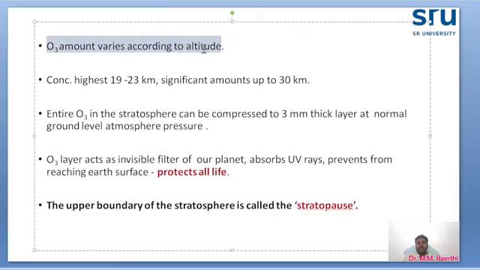Here the ozone layer is present, with the highest concentration at about 23 kilometers up to 30 kilometers. If the entire ozone in the stratosphere were compressed, it would form a layer about 3 mm thick at normal ground-level atmospheric pressure. The ozone layer acts as an invisible filter for our planet. It absorbs all the harmful UV rays and prevents them from reaching the Earth's surface. That's why it protects all life. The upper boundary of the stratosphere layer is called the stratopause.